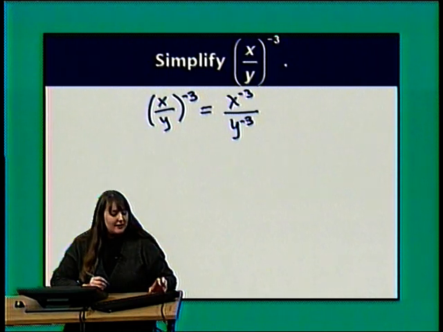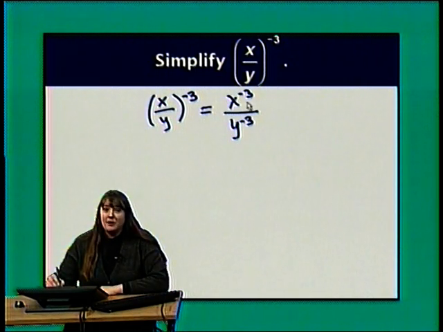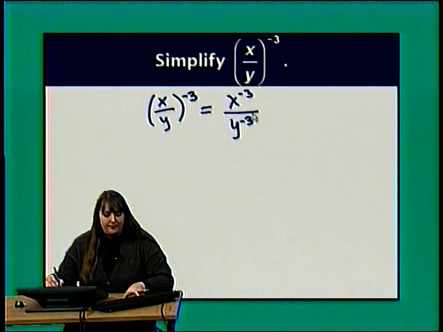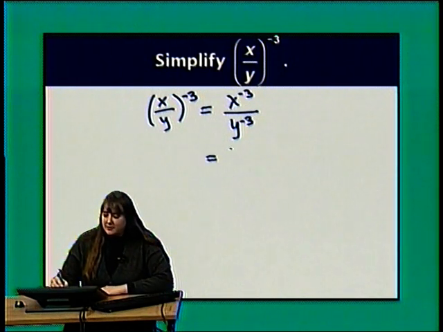For instance, in this case, I see a negative 3 as the exponent in the numerator. So if I move x to the negative 3 to the denominator, it becomes x to the positive 3. Likewise, if I move the y to the negative 3 up to the numerator, it actually becomes y to the positive 3. So this simplifies to y cubed over x cubed.